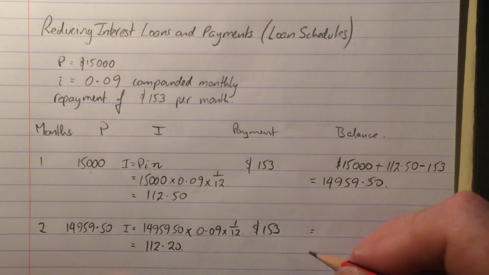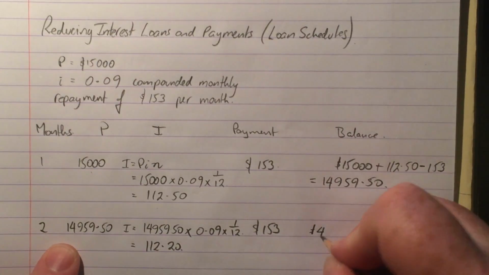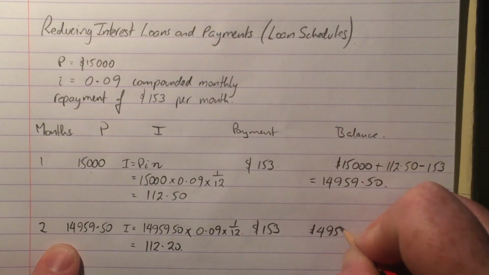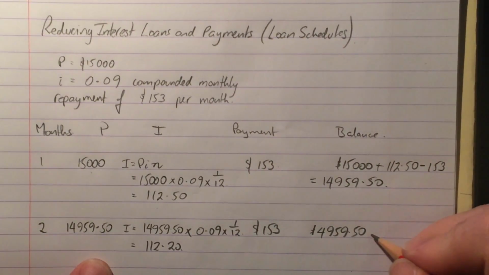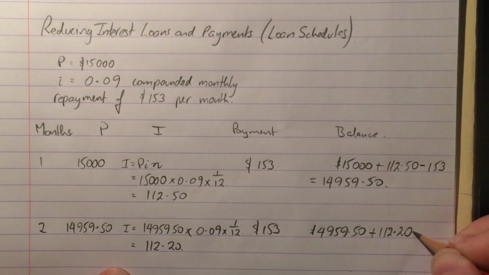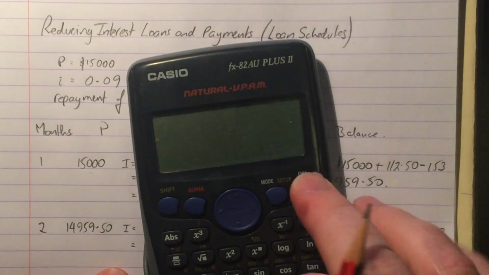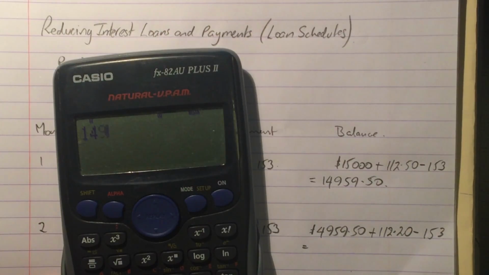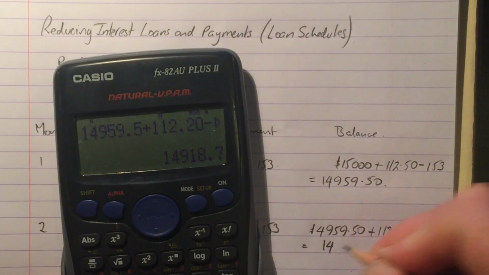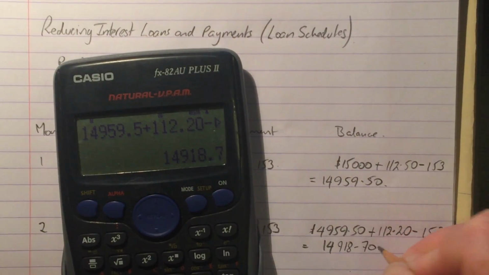The balance now will be what we started with, 14,959.50 plus the interest, $112.20, minus our payment amount. So that will be 14,959.50 plus 112.20 minus 153, and we'll end up with $14,918.70.